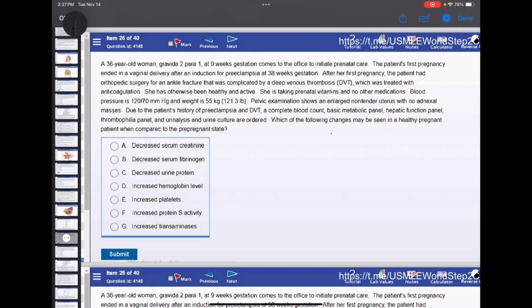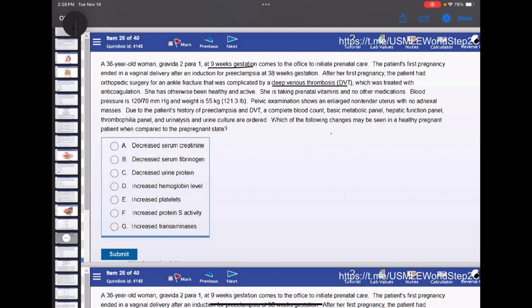Two more questions. A 36-year-old woman, gravida 2 para 1, at 9 weeks gestation comes to the office to initiate prenatal care. Patient's first pregnancy ended in a vaginal delivery after an induction for preeclampsia at 38 weeks gestation. After her first pregnancy, the patient had orthopedic surgery for an ankle fracture that was complicated by a DVT, which was treated with anticoagulation. So she had DVT after her first pregnancy. She has otherwise been healthy and active. She is taking prenatal vitamins and no other medications.